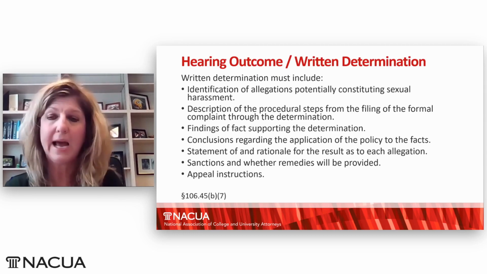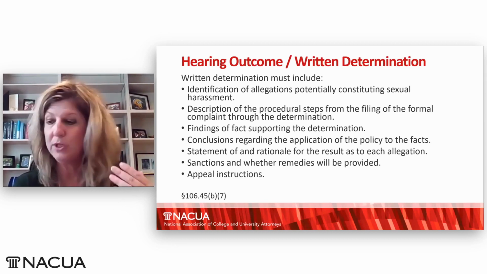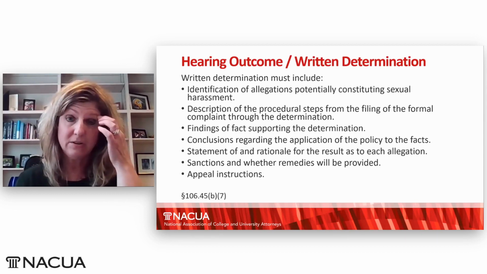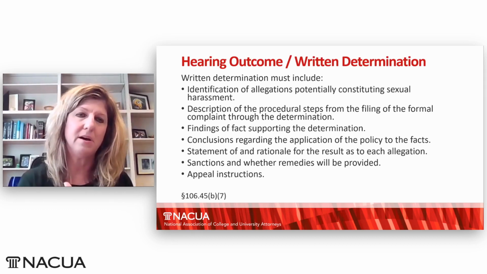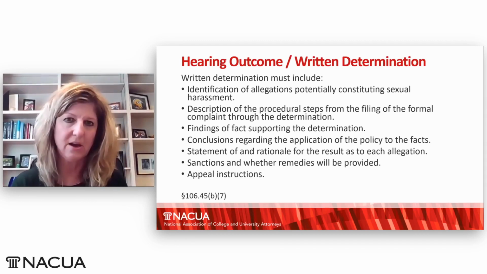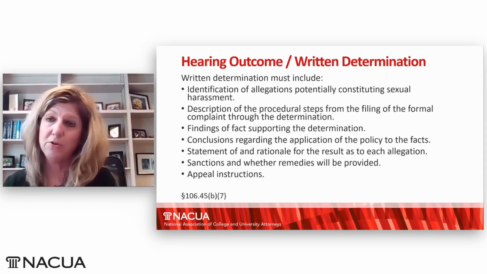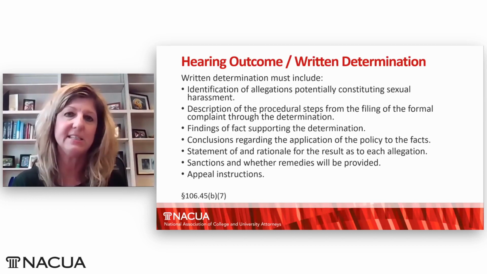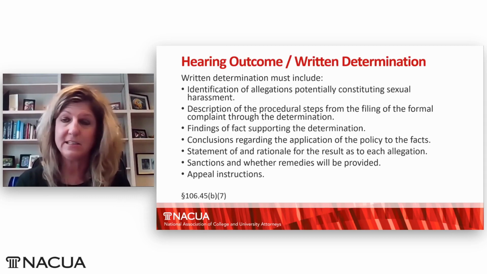Let's talk a little bit about the hearing outcome. The regulations require that there be a written determination after the hearing, and it has to include certain things as listed here on the screen. It feels to me like this means the outcome is going to be a collaboration of a couple different pieces of input. Because the hearing outcome, the written document, has to include the allegations that potentially constituted sexual harassment from the get-go. It has to talk about all the procedural steps that took place from the filing of the complaint all the way through the determination. Who was interviewed? What documents were collected? So there's a lot about the process that needs to go into this outcome letter. There have to be findings of fact that support the determination.